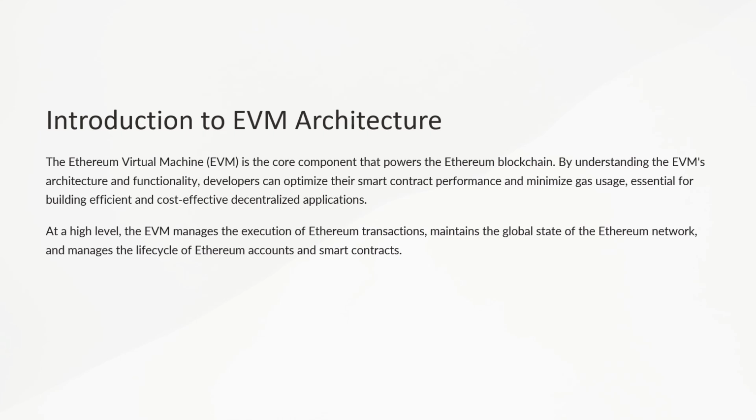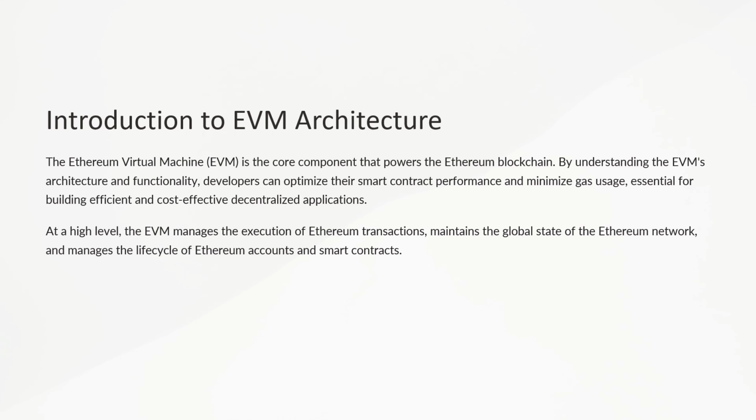In the previous lecture, we discussed the EVM architecture. Now let's dig deeper into this topic. The EVM is a core component that powers the Ethereum blockchain. It is a powerful, Turing-complete virtual machine responsible for executing Ethereum smart contracts. The EVM provides a secure, distributed, and decentralized environment for running these contracts, ensuring their deterministic execution and maintaining the integrity of the Ethereum network. By understanding the EVM's architecture and functionality, developers can optimize their smart contract performance and minimize gas usage, essential for building efficient and cost-effective decentralized applications.